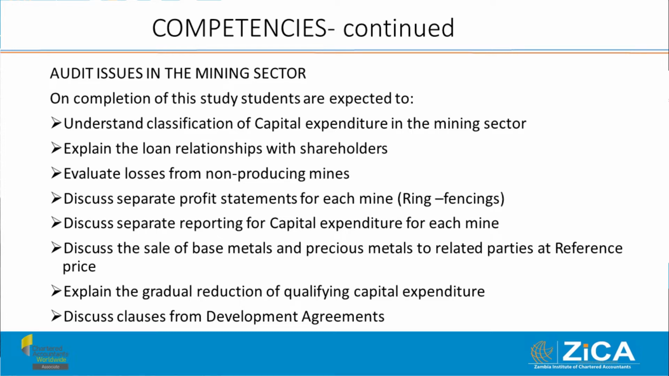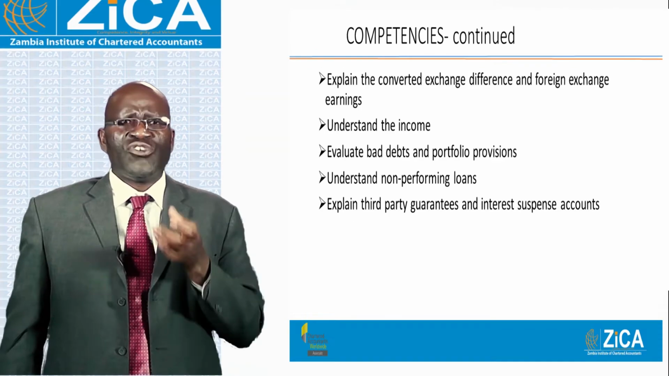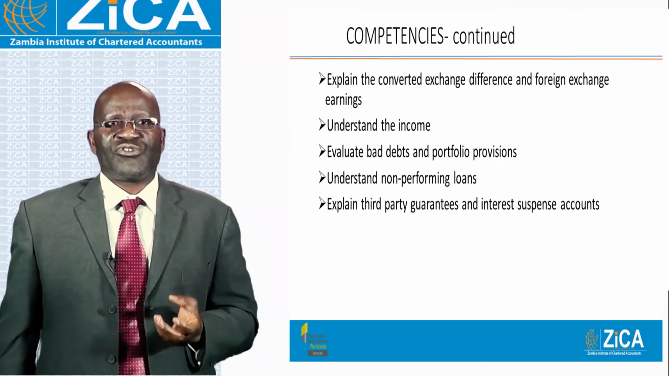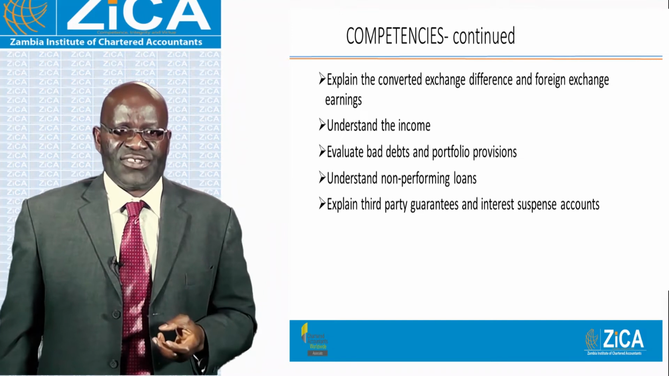On completion of this study, students are expected to explain and understand the classification of capital expenditure in the mining sector. Remember that in the mining sector, there's a lot of capital expenditure, especially in terms of machinery. A lot of machinery has to be rolled into the mines. Then you'll be expected to evaluate losses from non-producing mines. You'd find that a lot of mines are not producing and they are declaring losses.